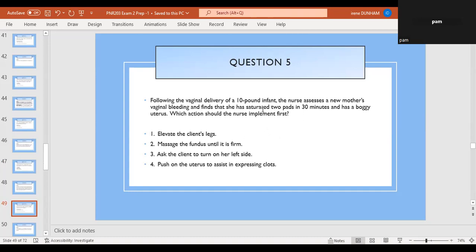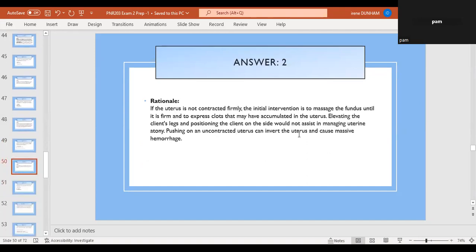What do you think? I have a big baby, and I have vaginal bleeding, and I've saturated 2 pads in 30 minutes. That's a lot of bleeding, and I got a boggy uterus. Oh, I should massage that. So massage the fundus until it's firm. Is that correct? And that is correct. If the uterus is not contracted firmly, the initial intervention is to massage the fundus until it's firm and to express clots that have accumulated in the uterus.